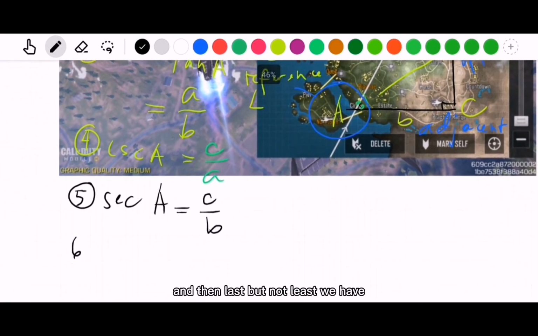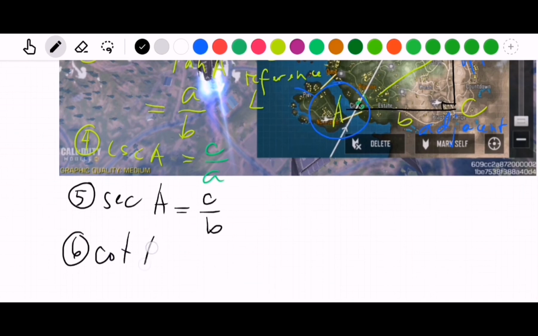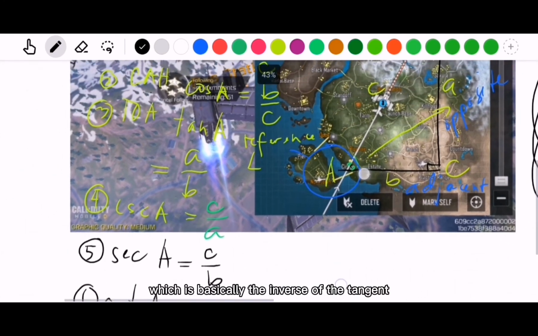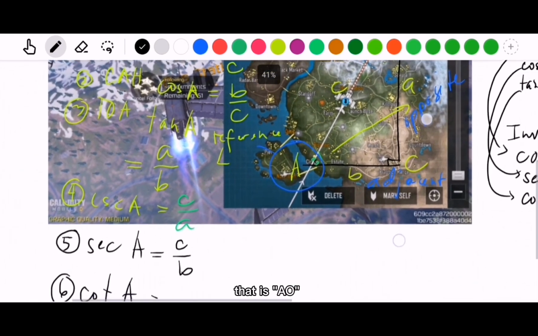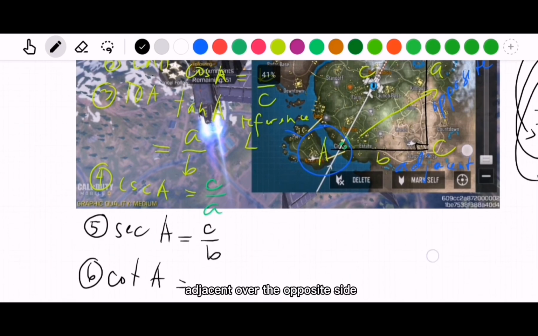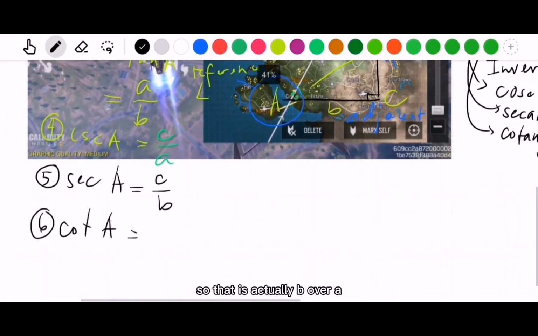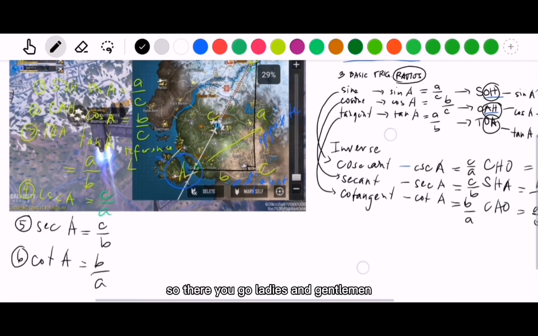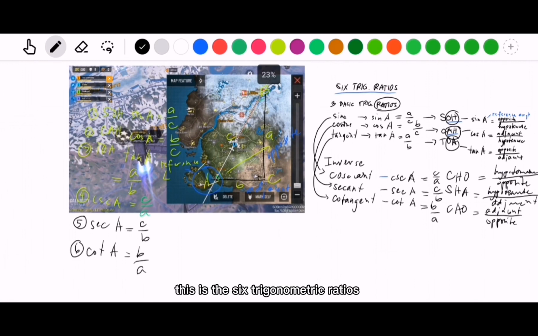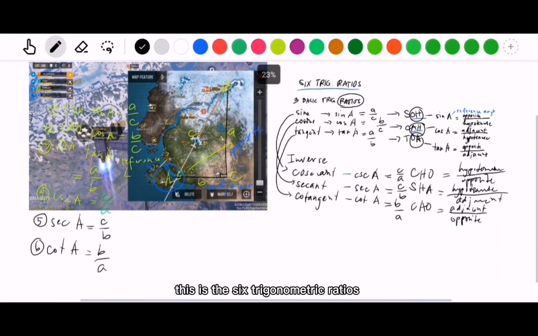And then last but not least, we have the inverse of the tangent. So that is cotangent of A, which is basically the inverse of the tangent. So that is AO, adjacent over the opposite side. So that is B over A. So there you go, ladies and gentlemen. This is the 6 trigonometric ratios.